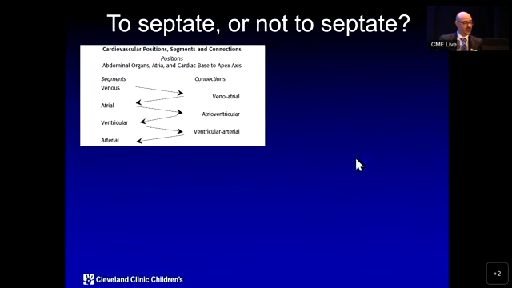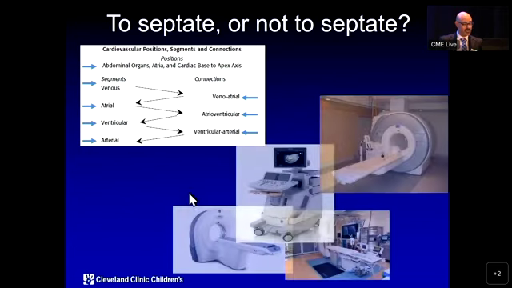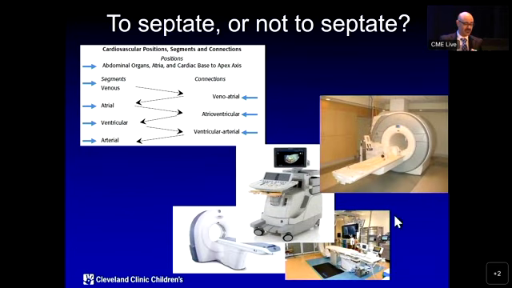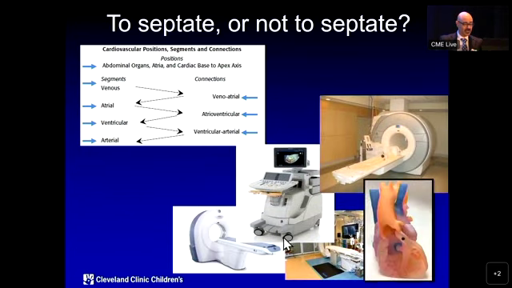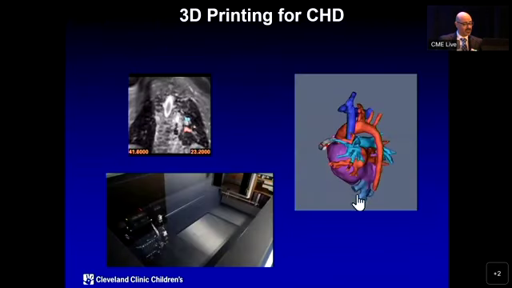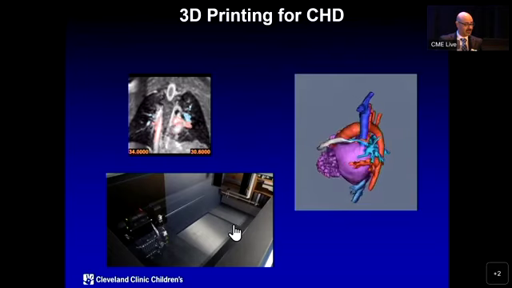So whenever we are faced with that big question to septate or not septate, we approach this just like any question in congenital heart disease. We always take a segmental approach. So we look at all the cardiac segments, starting from the veins all the way to the great arteries. We use multimodality imaging. Obviously, we all know that by now, but the new kid on the block is 3D printing. And we do heavily rely on 3D printing at our program.